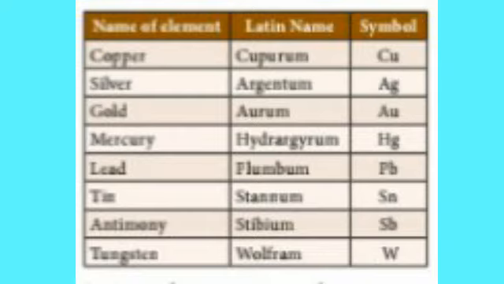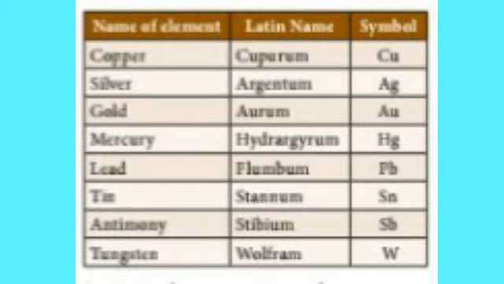Name of the element silver, Latin name is argentum, symbol is Ag. Name of the element gold, Latin name is aurum, symbol is Au. Name of the element mercury, Latin name is hydrargyrum, symbol is Hg. Name of the element tin, Latin name is stannum, symbol Sn.